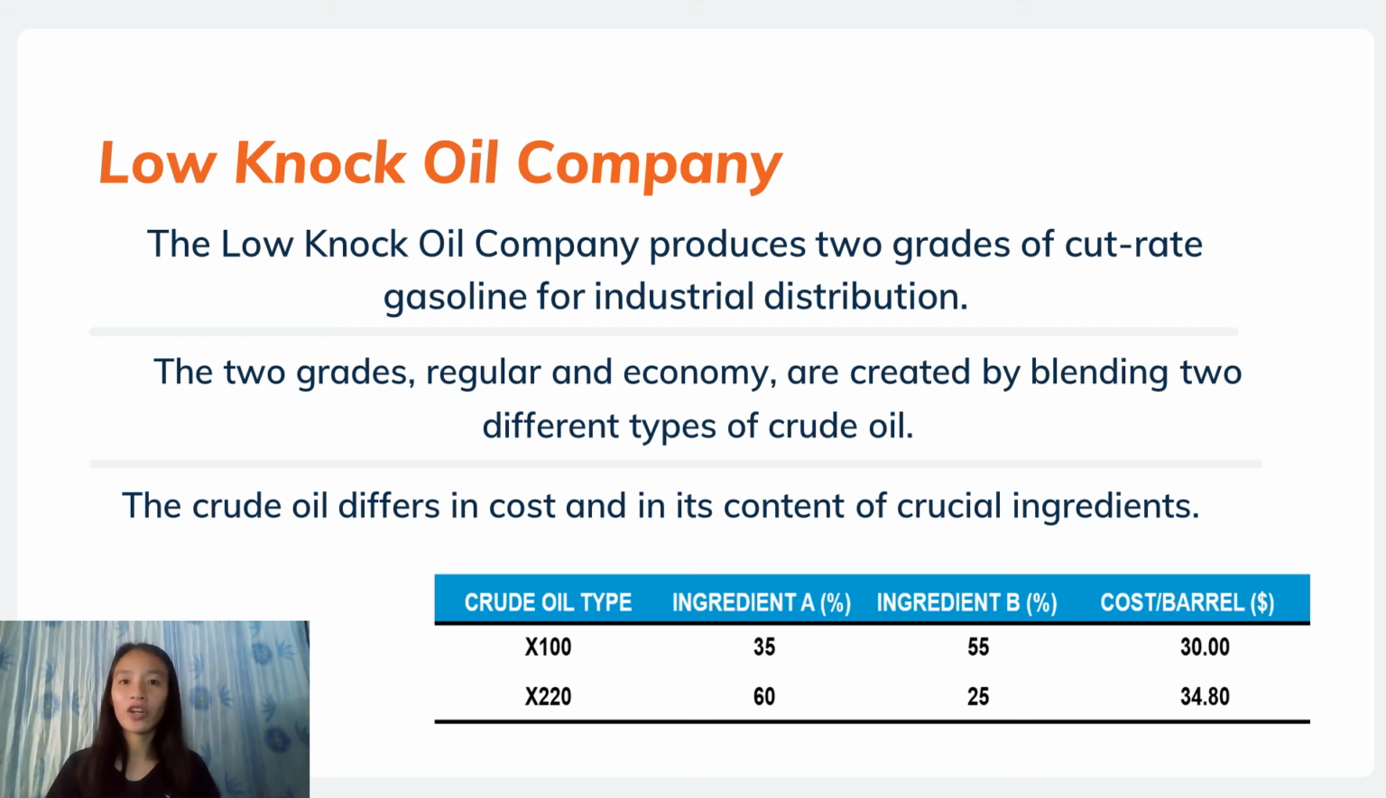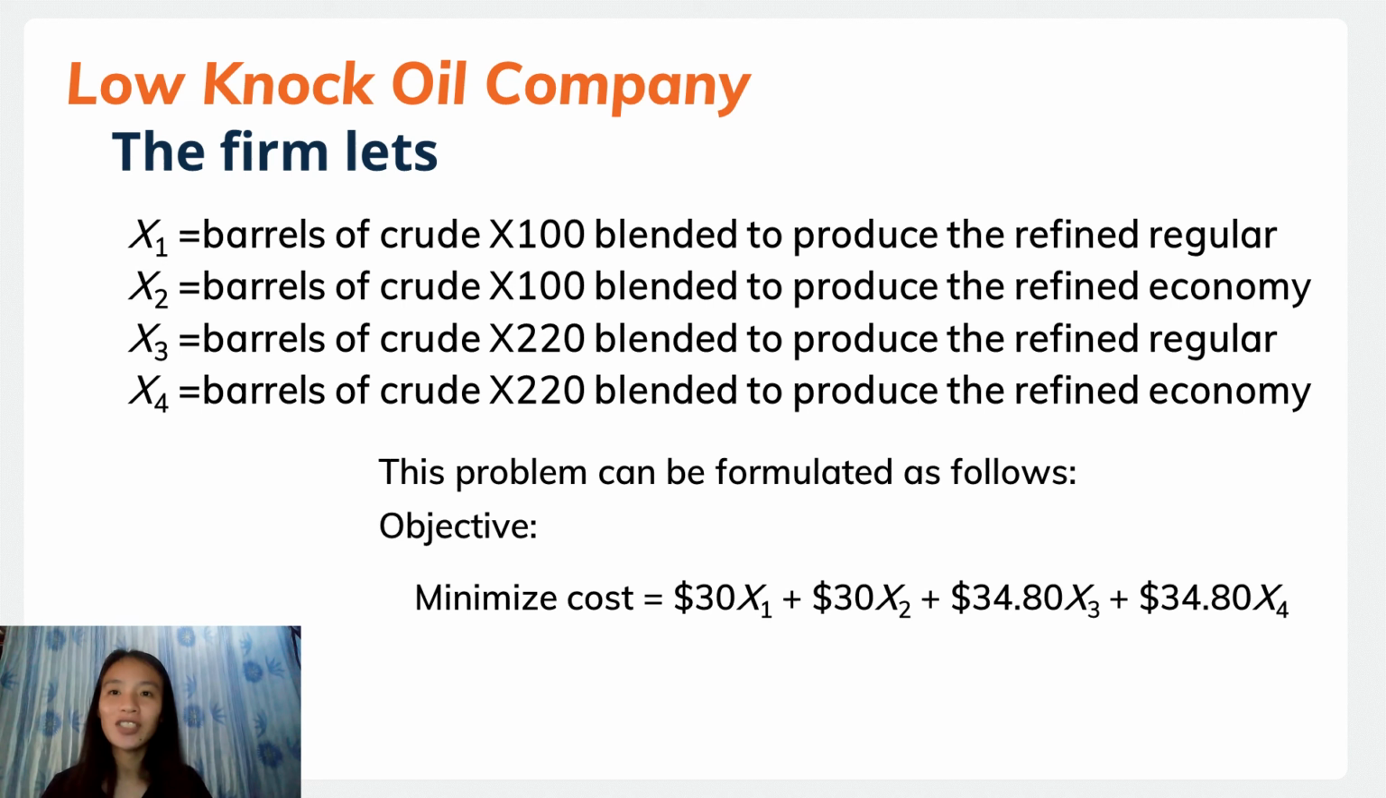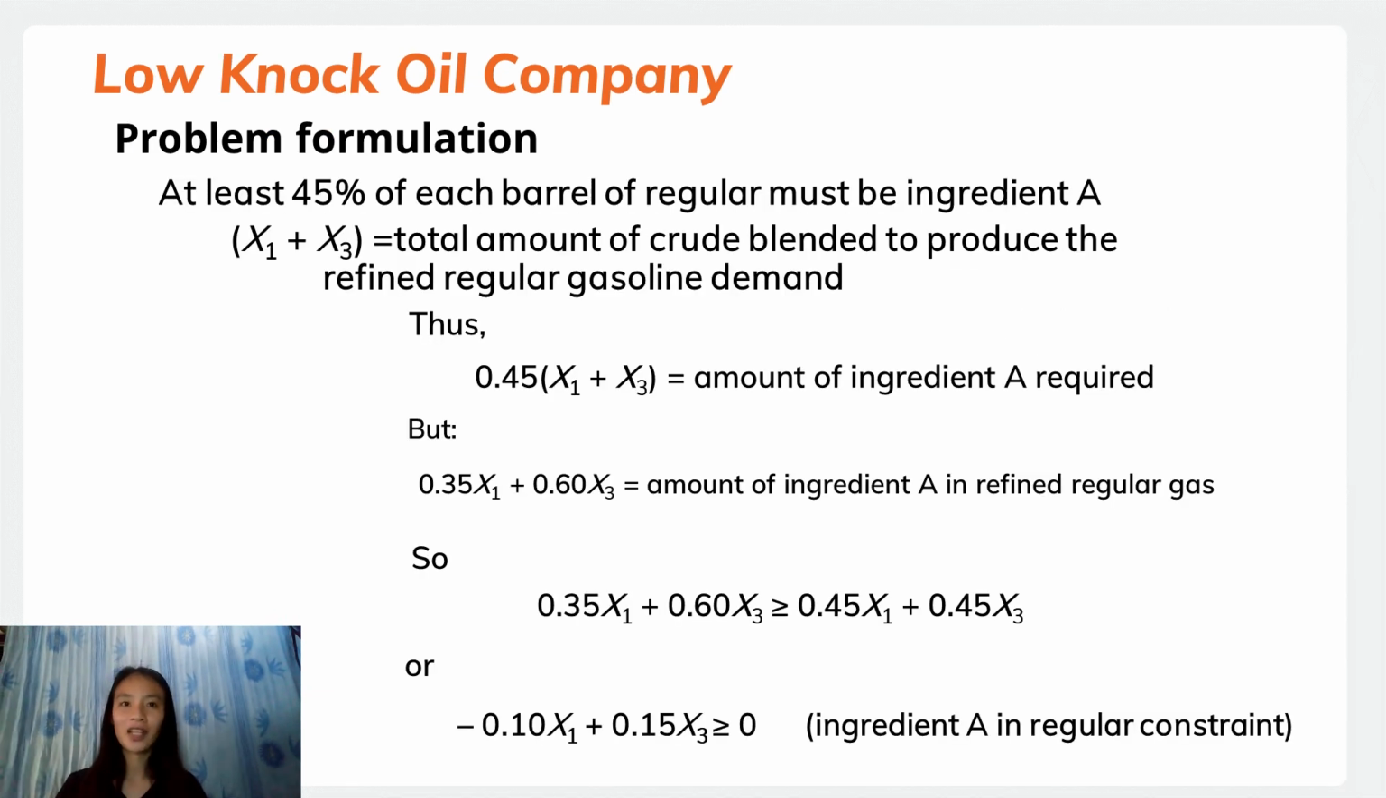Thus, there are four constraints. The decisions involve the amount of each type of crude to use in each type of gasoline. So these will be the decision variables. Let x sub 1 be the barrels of crude X100 blended to produce the refined regular, x sub 2 be the barrels of crude X100 blended to produce the refined economy, x sub 3 be the barrels of crude X220 blended to produce the refined regular, x sub 4 be the barrels of crude X220 blended to produce the refined economy.